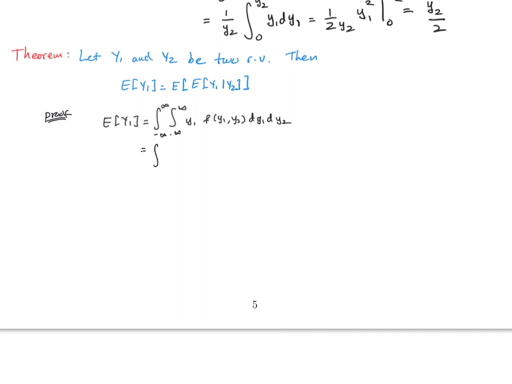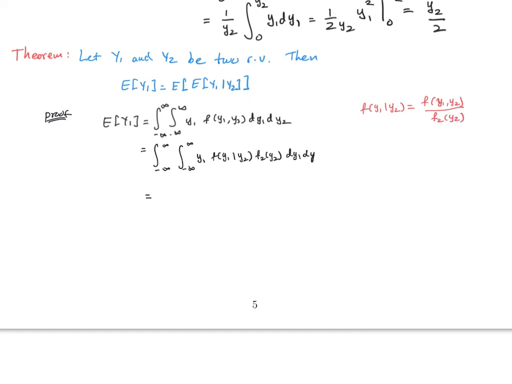This is equal to the double integral of y1 times the conditional function of y1 given y2 times the marginal function of y2. Okay, why is that the case? Well, remember that f of y1 given y2 was equal to the joint function divided by the marginal. So that's where that comes from.